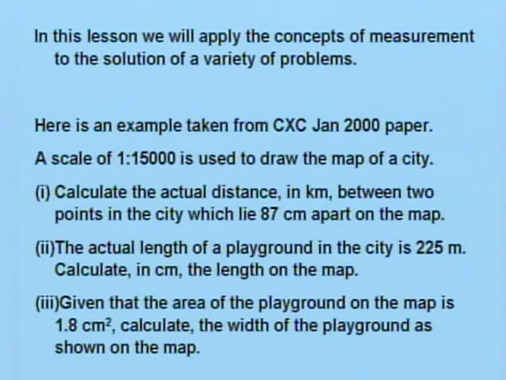A scale of 1 to 15,000 is used to draw the map of a city. 1. Calculate the actual distance in km between 2 points in the city which lie 87 cm apart on the map. The second part. The actual length of a playground in the city is 225 meters. Calculate in centimeter the length on the map.